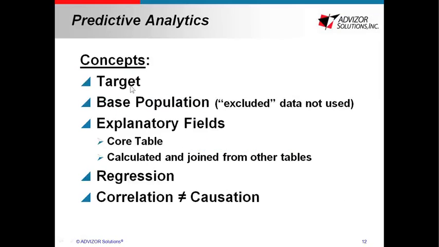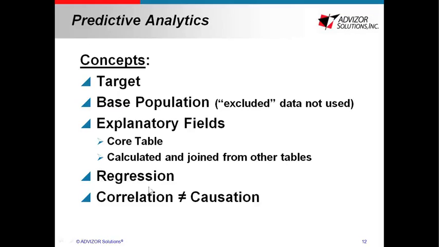The concept here is you select a target. We selected a target. That top left quadrant was a target we selected visually. The base population is the rest of the funds. There's a bunch of explanatory fields that are in the core table. We saw some of them in the charts. They can also be calculated and joined from other tables. We'll see an example of that in a minute.